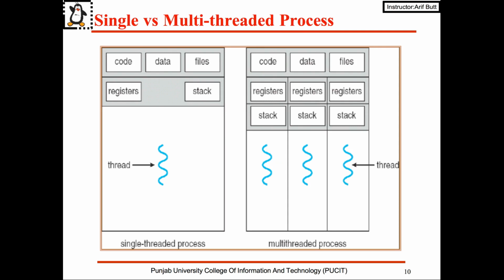This slide shows a pictorial view of 2 processes. Over here on the left we have a process with a single thread, while over here we have a process having 3 threads of execution. Note that every thread has its own stack and registers, while all the threads share the code section, data section and the open file descriptors.